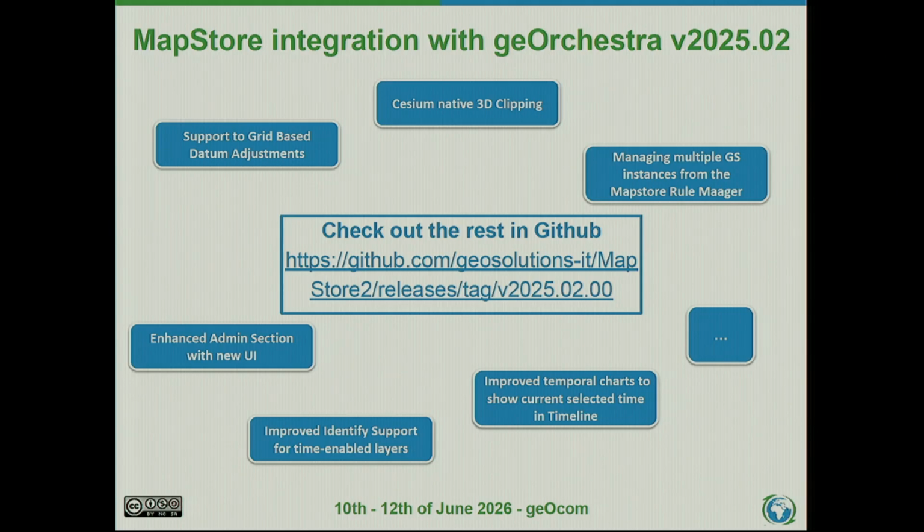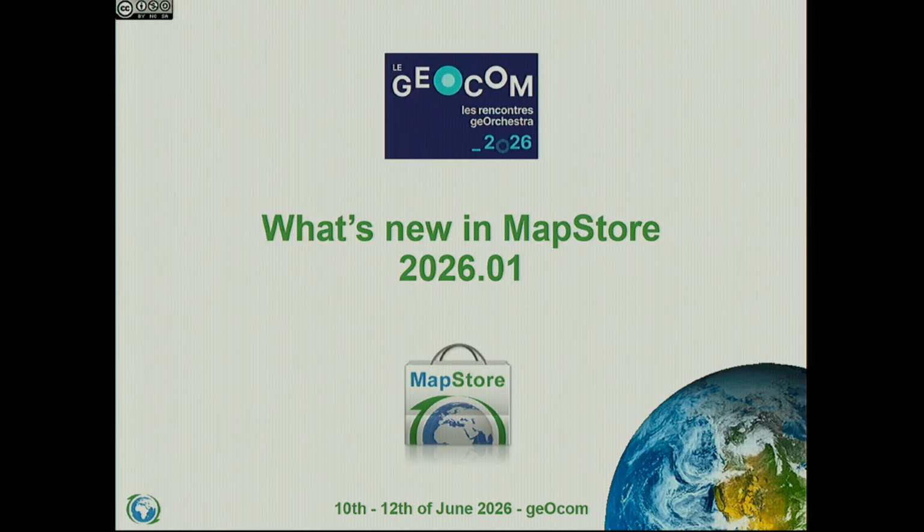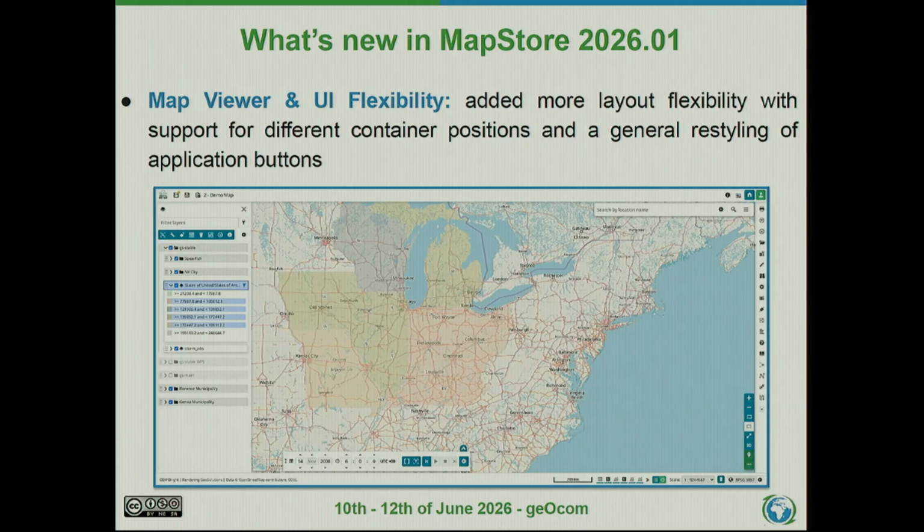For example, the grid-based datum adjustments on the client side that we have included, as well as other functionalities improving the support for temporal layers, both in identify and in the charts widget. So what is ready to land in geOrchestra potentially, for the next version?